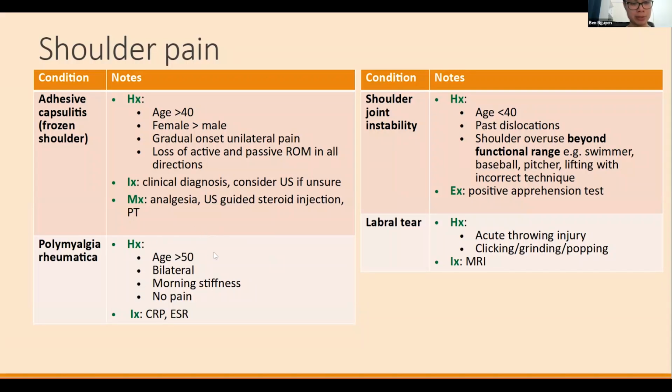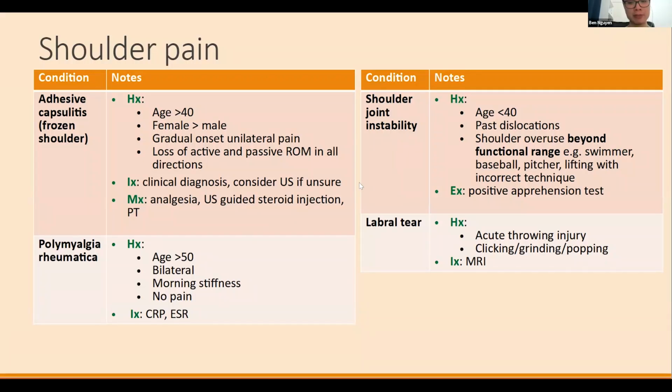And then PMR can also present with stiffness, but this is usually bilateral, whereas with frozen shoulder, it's usually unilateral. And there's no pain in PMR either. Or there might be, but it's less common.